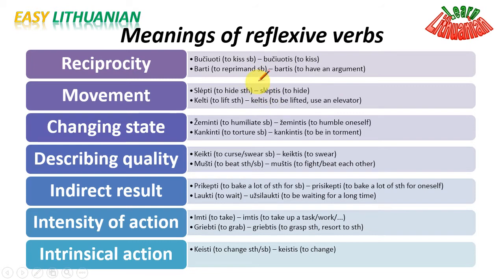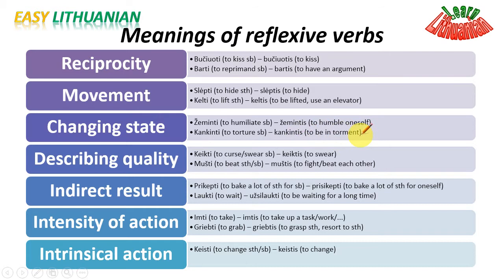But this is similar to the reflexive verbs that describe changing states. Slėptis, to hide something and to hide oneself. So now, changing state. Žeminti means to humiliate somebody, kankinti, to torture somebody. And žemintis, to humble oneself, or kankintis, to be in torment or to suffer.